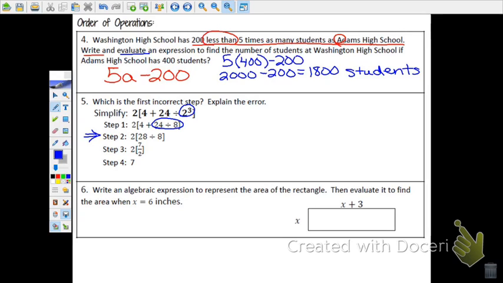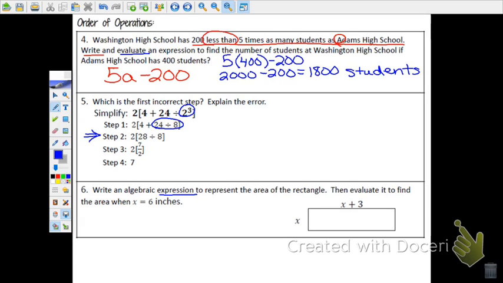Number 6 says to write an algebraic expression to represent the area of the rectangle. Then evaluate it to find the area when x is 6 inches. So first we need to write an expression. So how do we find area of a rectangle? Length times width. So to find area here, I need to multiply those 2 pieces, but I'm just doing an expression. I don't have to work it out.